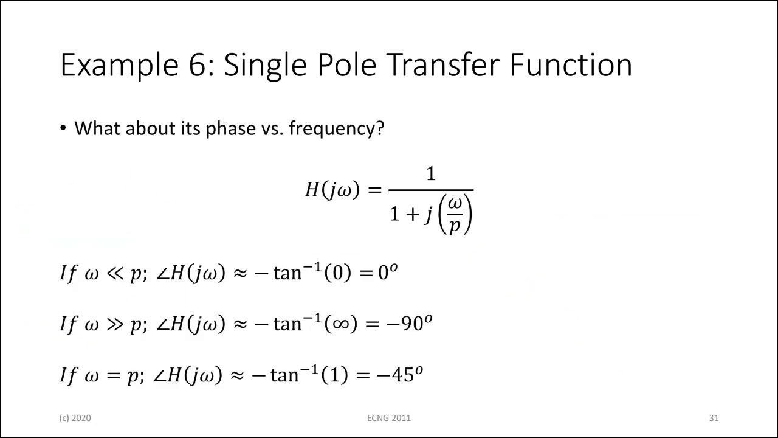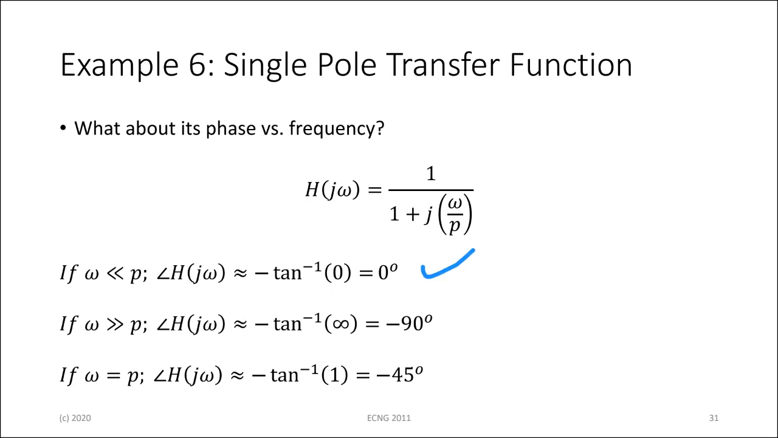Right, that's a magnitude plot. Remember, we also have a phase plot to deal with. So what about the behavior of that with respect to frequency? When omega is much less than P, this part cancels out. So the tan of that will be the imaginary over the real, which is 0. So there's 0 degrees.